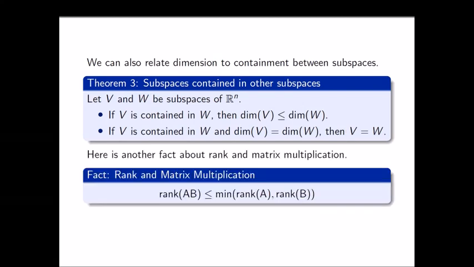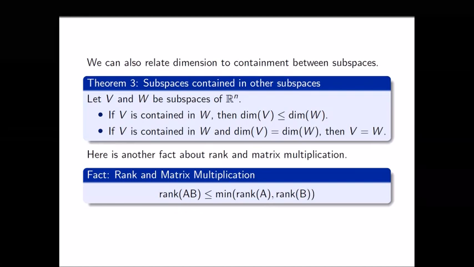The other fact relates rank and matrix multiplication. So it just says that if you know the rank of any two matrices, then you can say something about the rank of the product of the two matrices. So in particular, the rank of AB is going to be less than or equal to the minimum of the rank of A and the rank of B. And with this, I would like to end this episode. Hopefully things made sense. I do want to add that we're actually going to prove this last fact in class as an exercise.